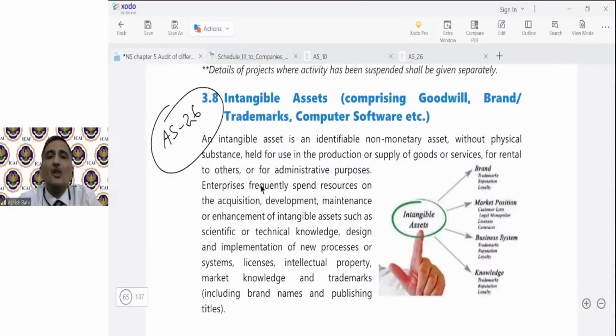So now we come to intangible assets. It is in context of AS 26. So students, have you done AS 26?